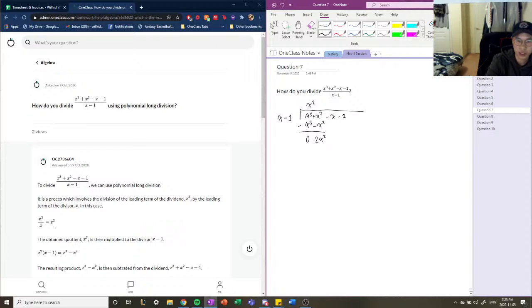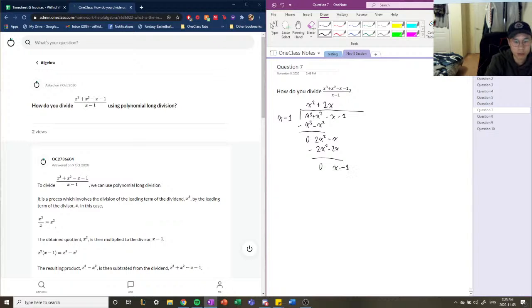Let's bring down the next term, negative x. How do we get this to be subtracted from each other? Let's multiply this by 2x. And what do we get? We get 2x squared minus 2x. Like usual, we subtract these together. We get 0. Minus minus is positive, so this is actually positive 2x minus 1 is x. So we get x minus 1.